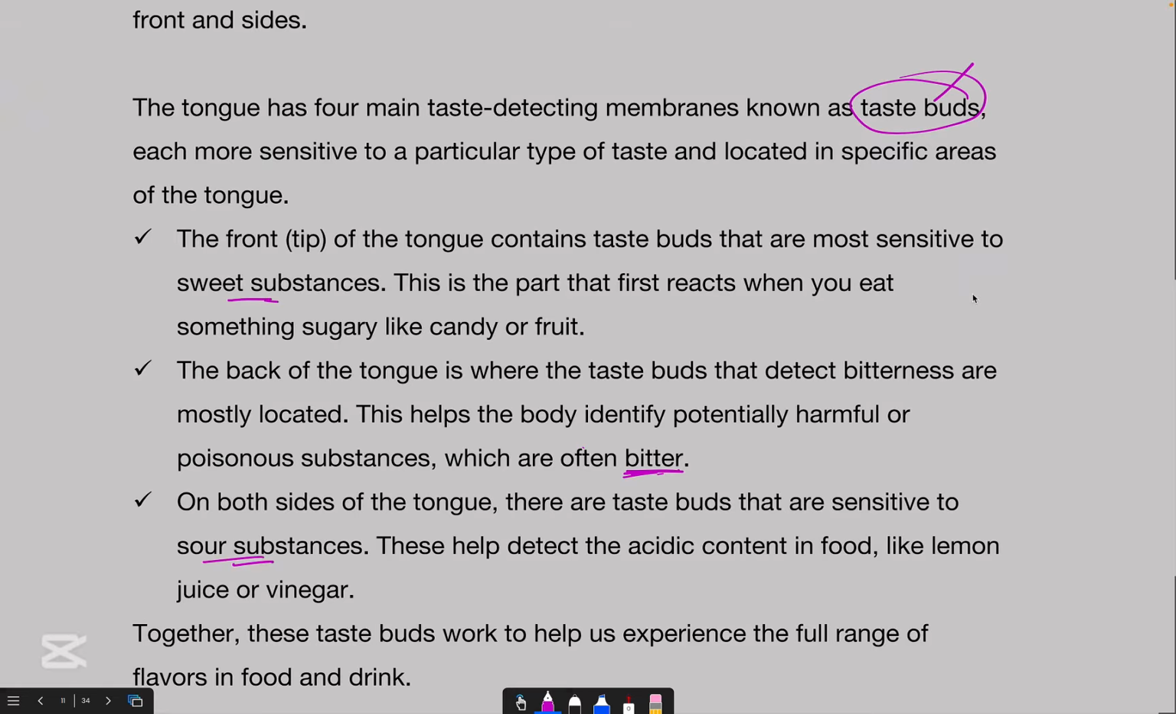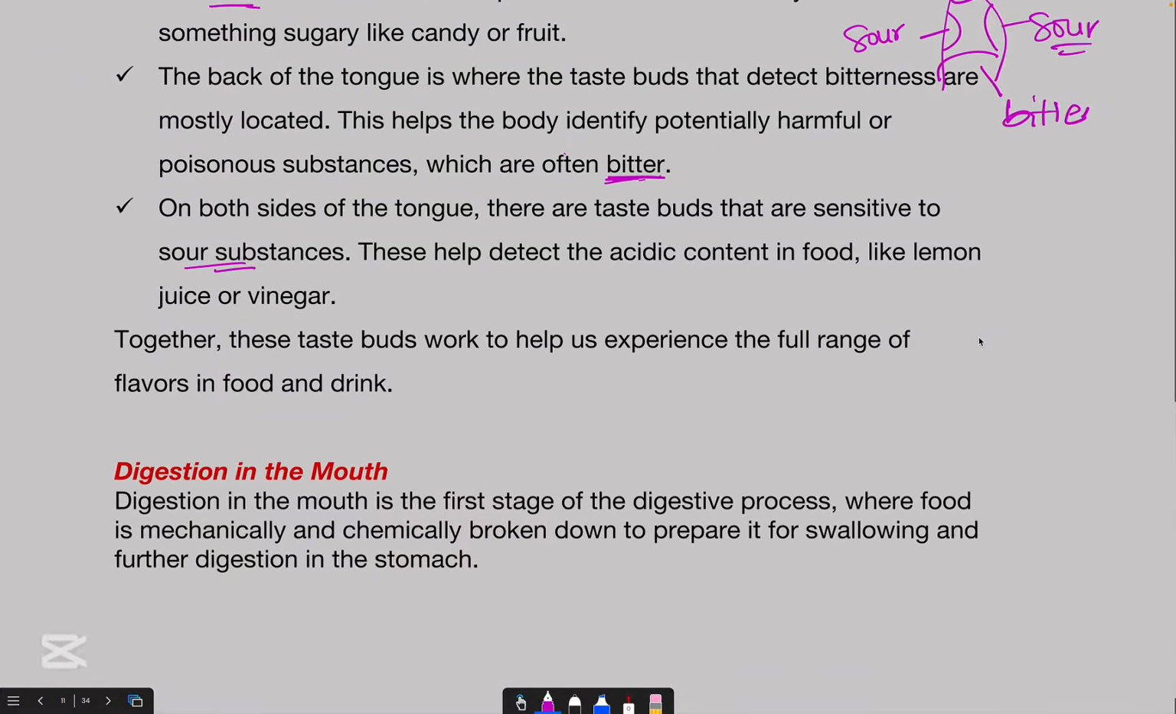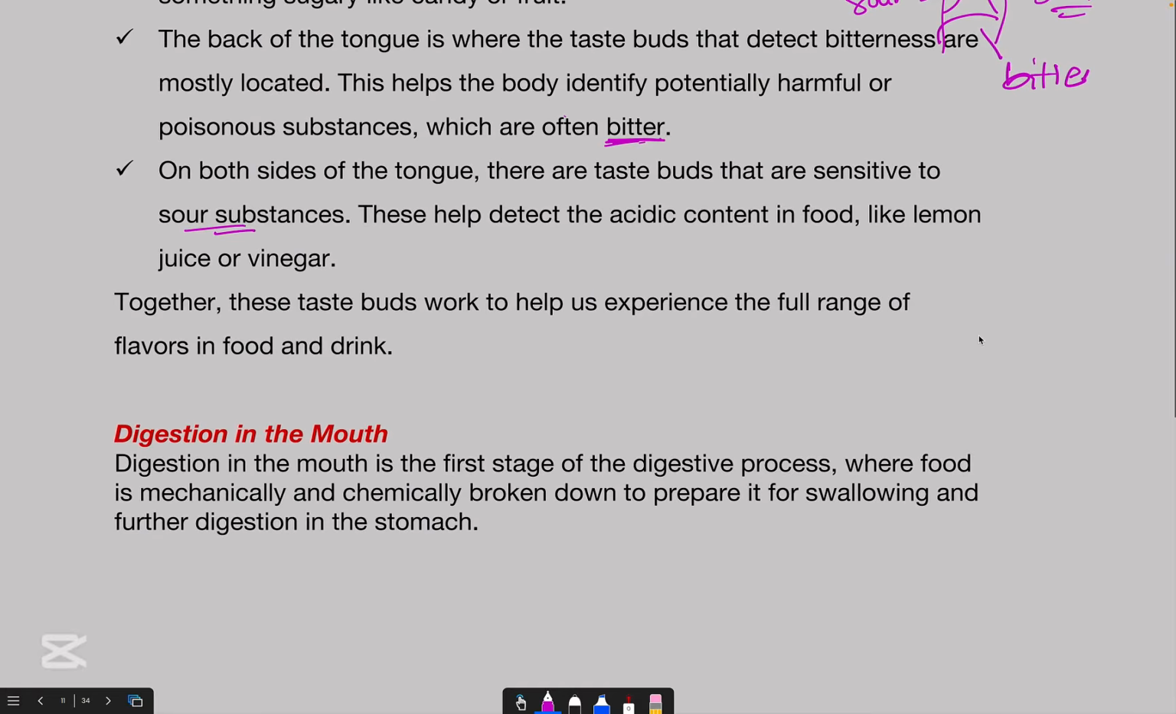Are you getting it? So if this is the tongue, what will they tell you? The front side detects sweet things, the back side detects bitter things. And these 2 sides detect sour things. Is that okay? Exactly. Now, together, these taste buds work to help us experience the full range of flavors in food and drink. Now, let us talk about digestion in the mouth.